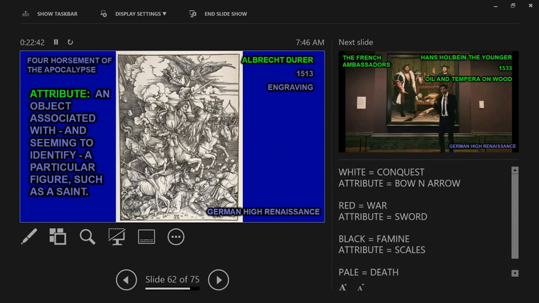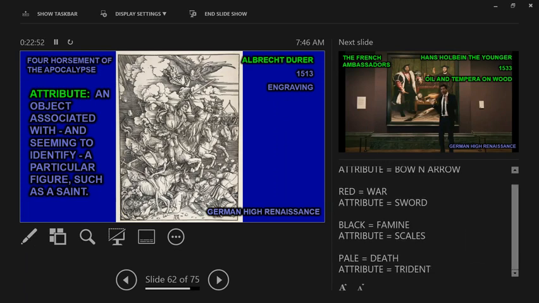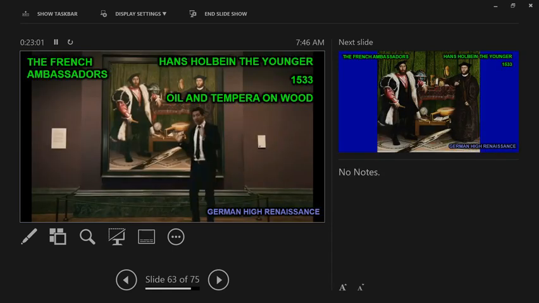So we got a guy with a bow and arrow. That's conquest. There's a guy with a sword. That's war. There's a guy with scales. That is famine, and a guy with a trident. That is death. All right, we got to move on because I want to finish today. All right, I want you to know the French Ambassadors.